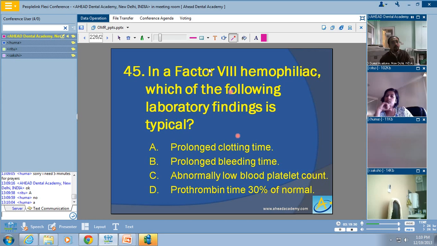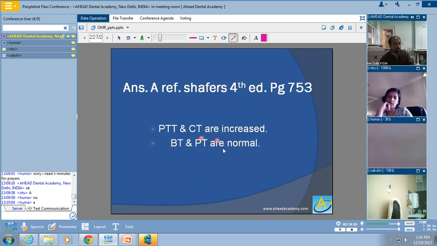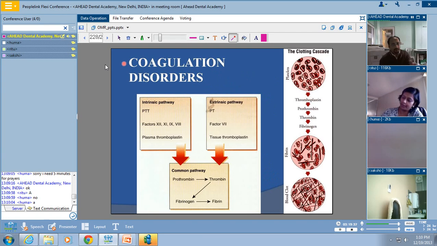Okay, is it clear? Only a few slides are left for today's discussion, so just 5 to 10 minutes. Coagulation disorders, just a very short review. In the clotting cascade, initially the platelets get activated. Then thromboplastin gets activated, resulting in the formation of prothrombin to thrombin to fibrinogen and ultimately fibrin, and ultimately there is a blood clot. Intrinsic pathway, as I had written, PTT. Remember, bleeding time is indicative of platelets, right? Prothrombin time is indicative of the extrinsic pathway, and the intrinsic pathway is indicative of PTT. Try to remember this.